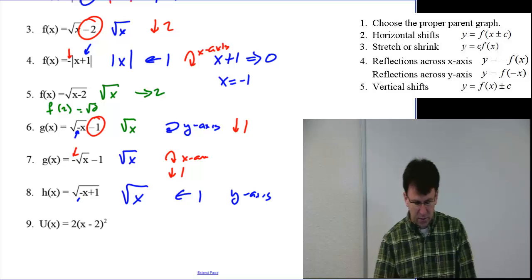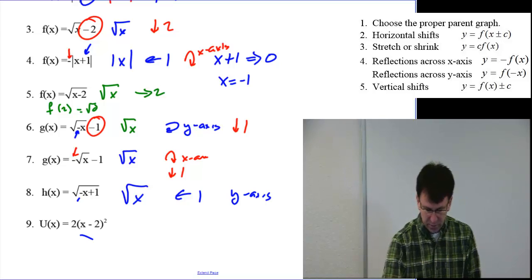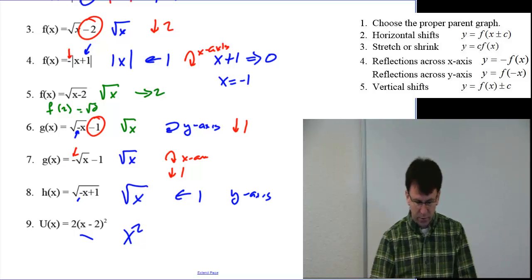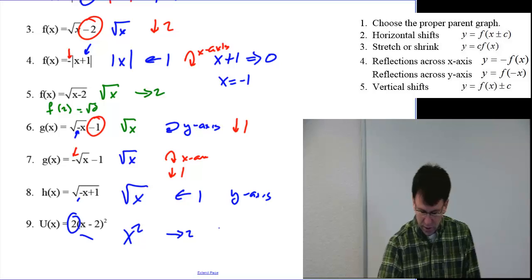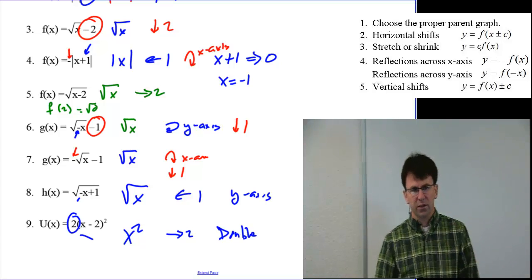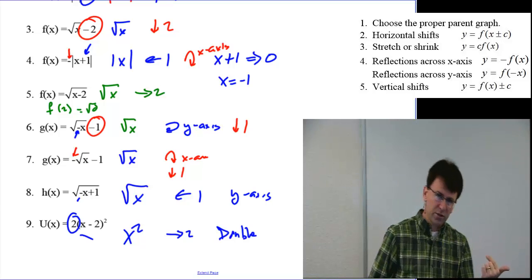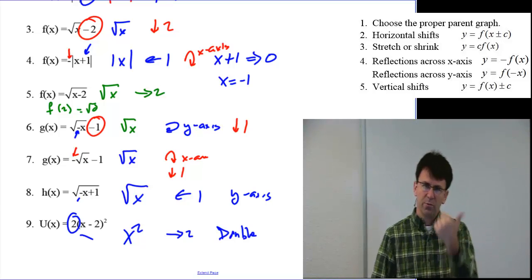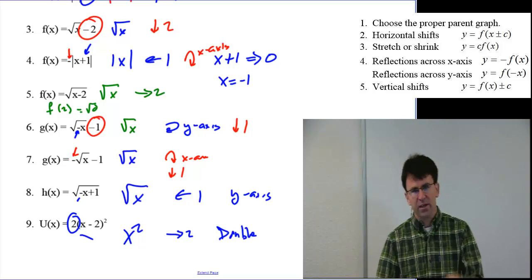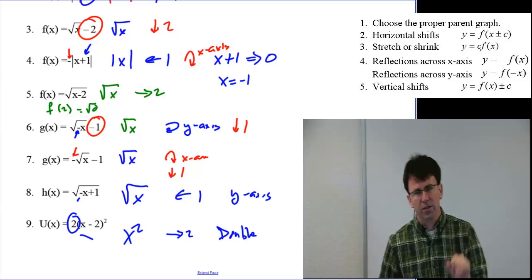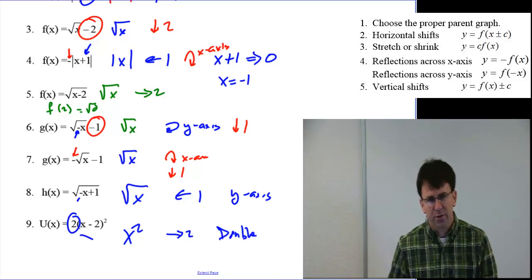How about this guy going on here? We've got this is going to be x squared. X squared, well then the -2, so this is going to be a right shift 2. And that 2 on the outside says, whatever your output was, we're going to double it. If you went right 1, up 1, we're going to still go right 1, but instead of going up 1, we're going to go up twice as much to 2. And that'll come together. Let's go do some graphs and actually watch how it comes together on graph paper.